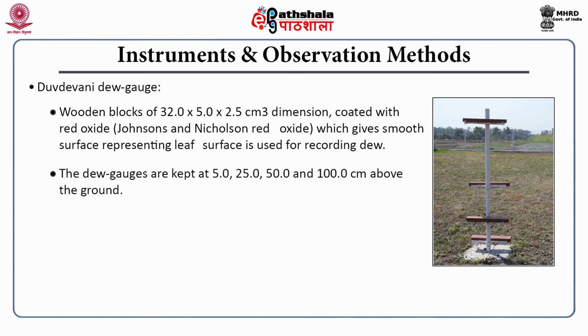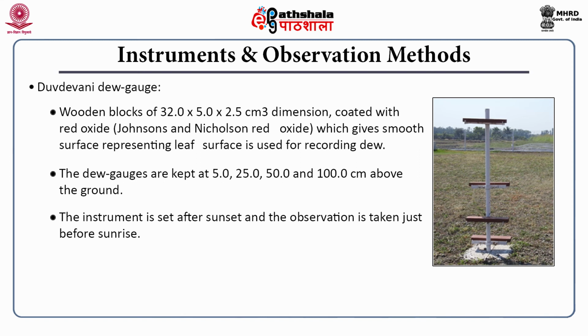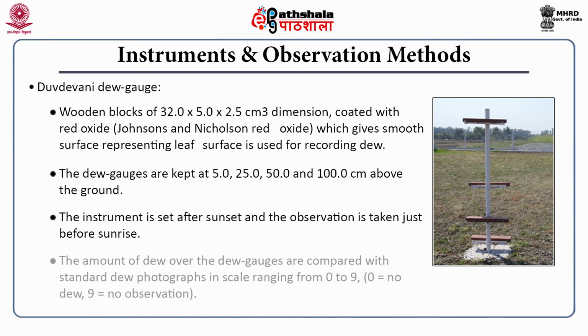The dew gauges are kept at different heights, namely 5 centimeter, 25 centimeter, 50 centimeter and 100 centimeter above the ground. The instrument is set after sunset and the observation is taken just before sunrise, because if you delay, then sunrise will cause the evaporation of the dew and we will not get the actual measurement. The amount of dew over the dew gauges is compared to standard dew photographs, on a scale ranging from 0 to 9, where 0 means no dew and 9 means no observation.